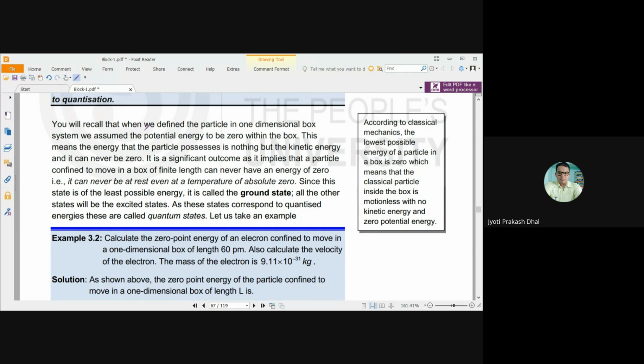And again, we should recall that when we define the particle in a one-dimensional box, we assume the potential energy to be 0 within the box. This means that the energy the particle possesses is nothing but the kinetic energy, and it can never be zero. The potential energy within the box will be zero.